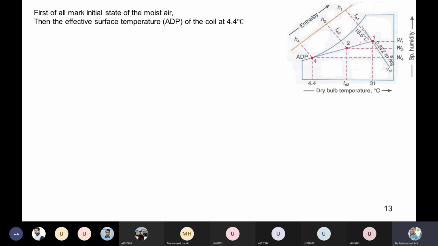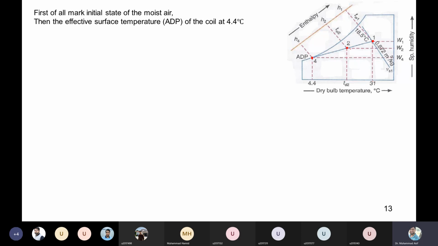It could be here, it could be here, it could be here, but it will lie on that line. So that means we need to figure out any one property. If we know any one property, we can locate point 2, and then we can figure out the dry bulb temperature and wet bulb temperature, right?